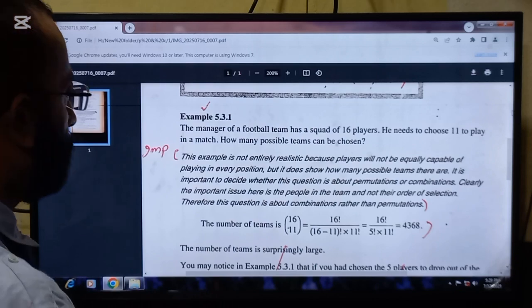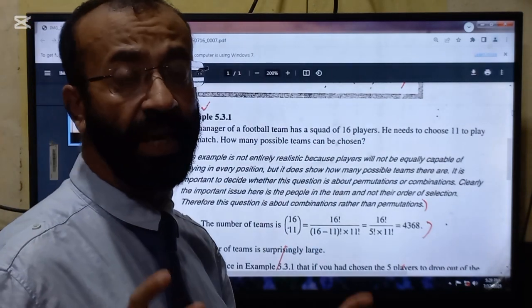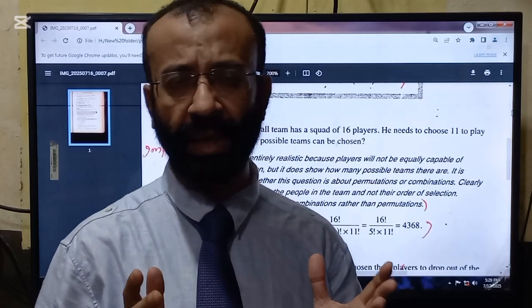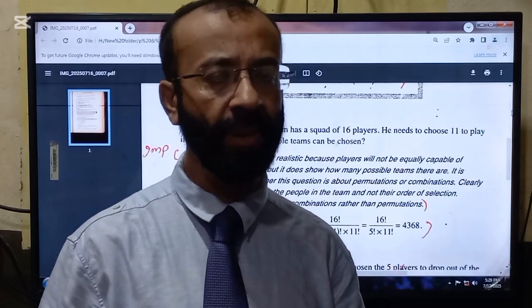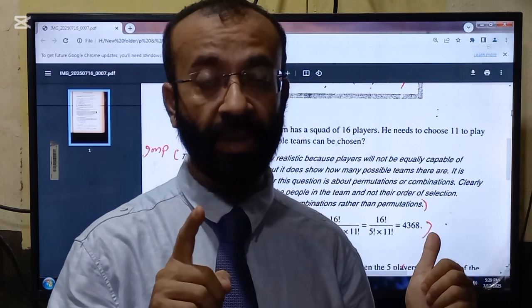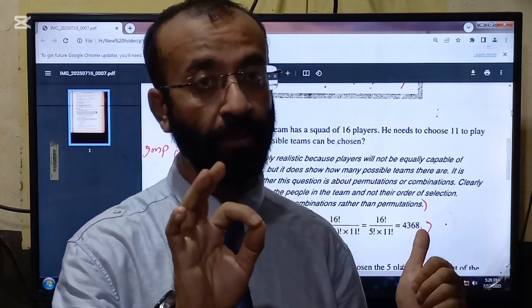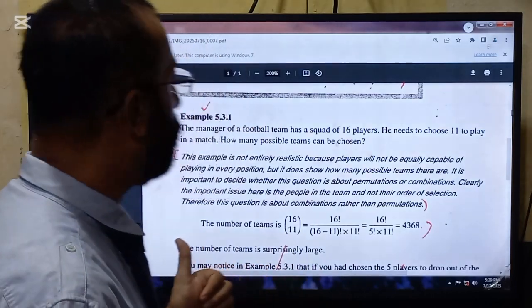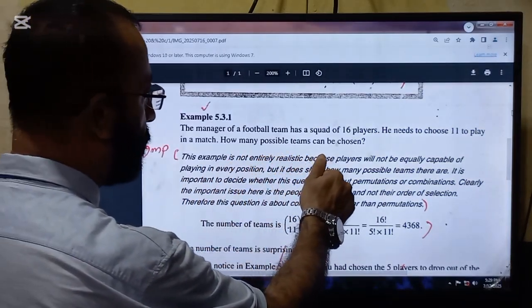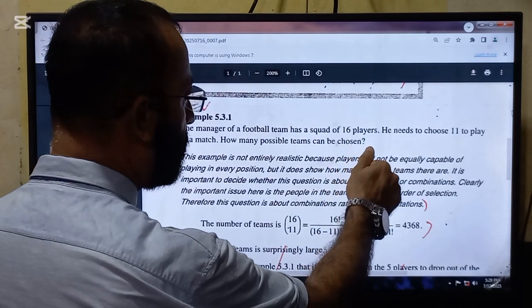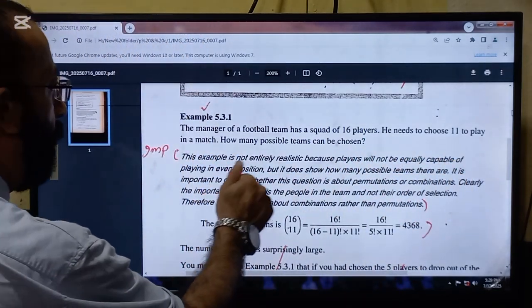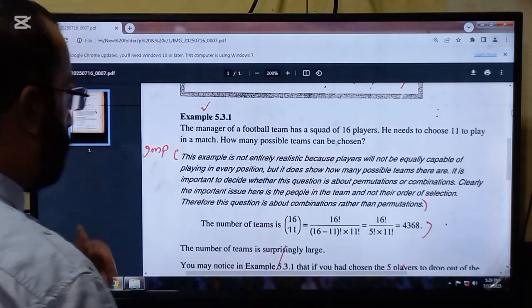Here is a question. So concentrate yourself. The main problem in this topic is you have to decide whether the question is of permutations or combinations. So look now, here is a question in which you have to decide whether it is of permutations or combinations. The manager of a football team has a squad of 16 players. He needs to choose 11 to play in a match. How many possible teams can be chosen?